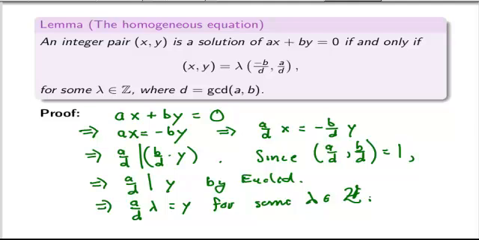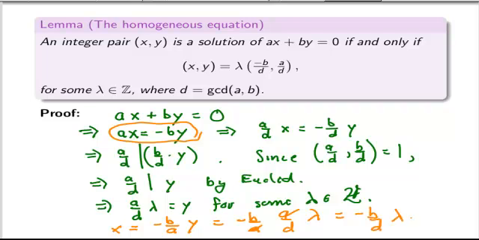And then once we have y, it's routine to come back up to this equation here and solve for x. So x is minus b over a times y, which is minus b over a over d times lambda. The a's cancel and we get minus b over d times lambda. QED. So xy is exactly of this form. x is lambda times minus b over d and y is lambda times a over d.